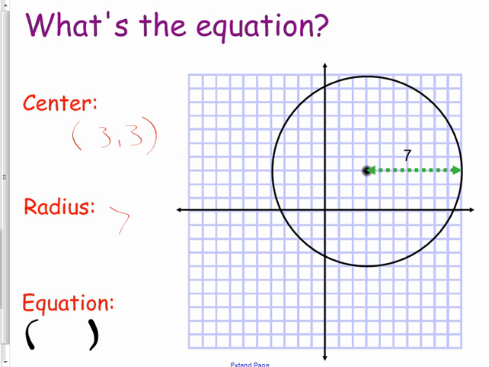All right, hopefully you said x minus 3 squared plus y minus 3 squared, and then it equals 7 squared. And you could also have said 49, and that would have been fine. Raise your hand if you had it right.